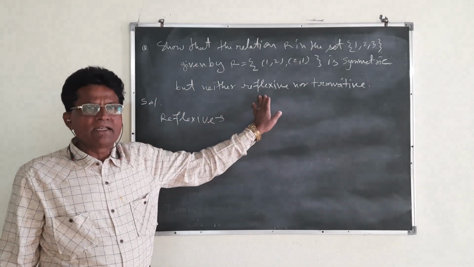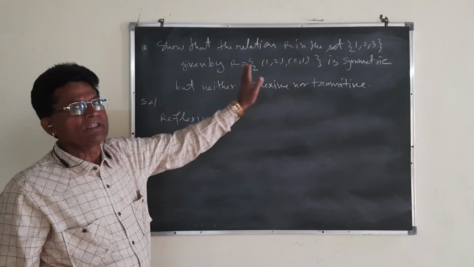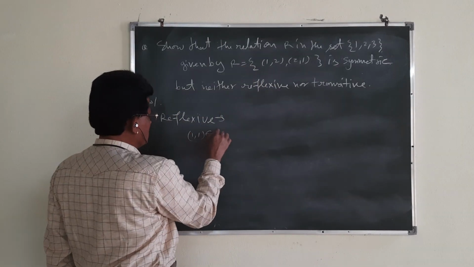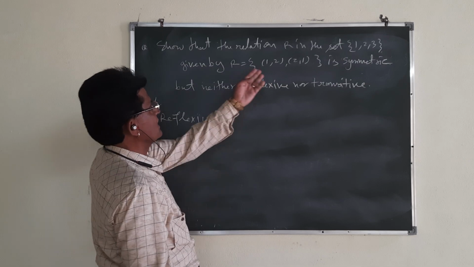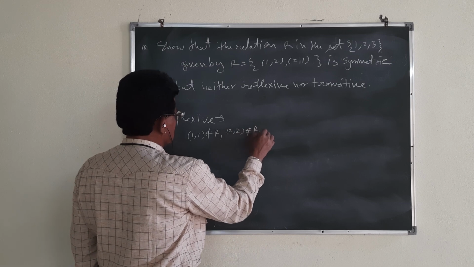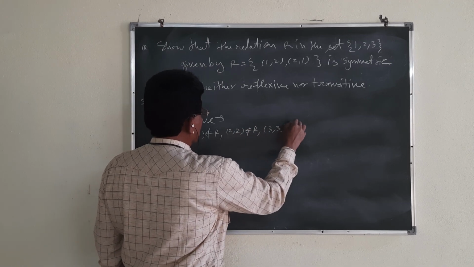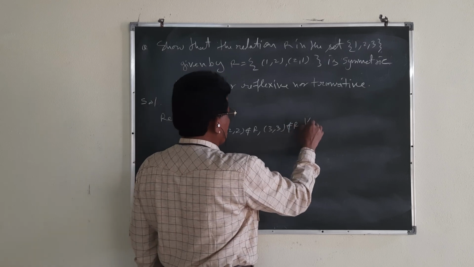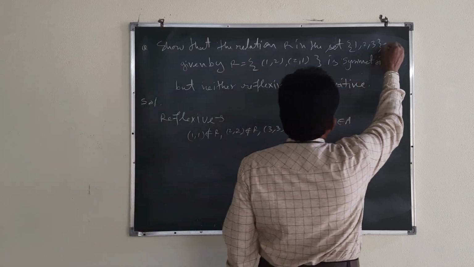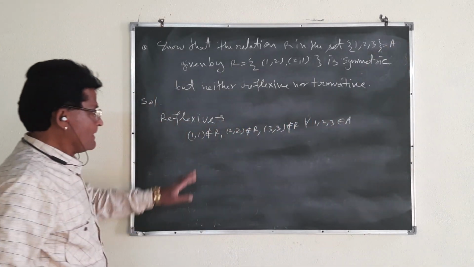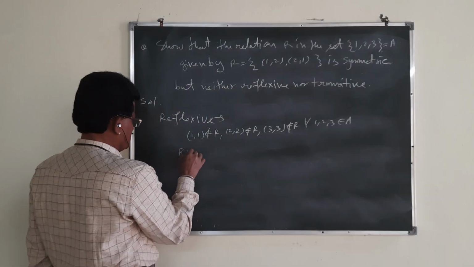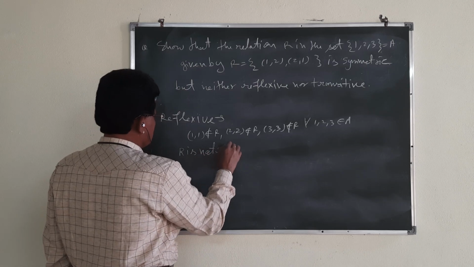If we want to prove that the relation is reflexive, then 1 1, 2 2, 3 3 must belong to R. 1 1 is not here, that is why it does not belong to R. 2 2 also does not belong to R, and 3 3 also does not belong to R. So for all elements of A, as I told you already. That is why the given relation is not reflexive. R is not reflexive.